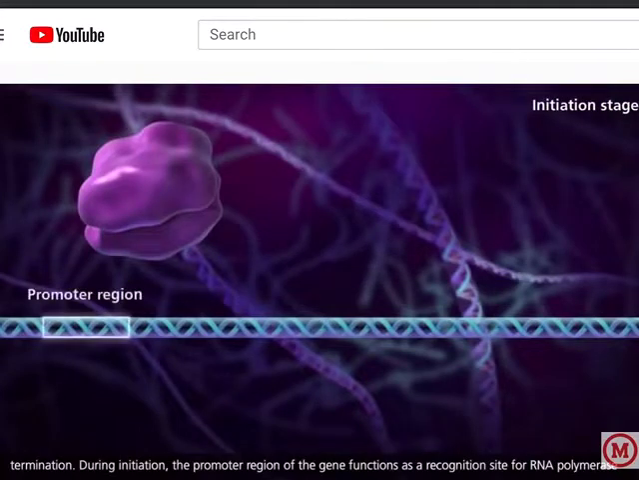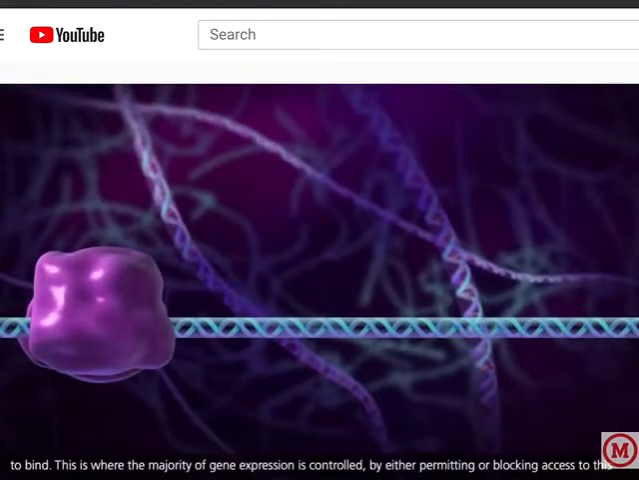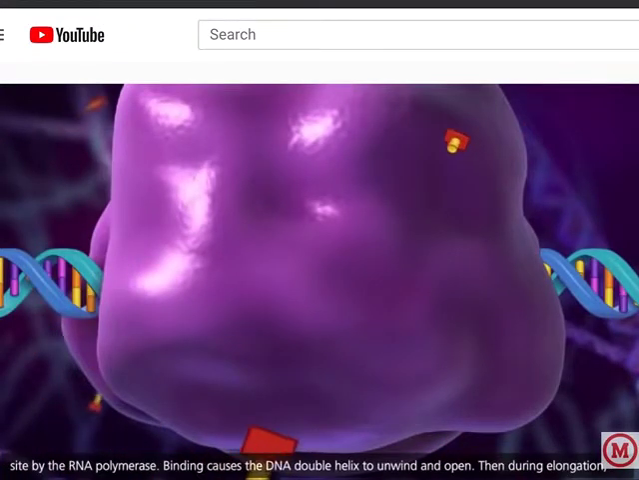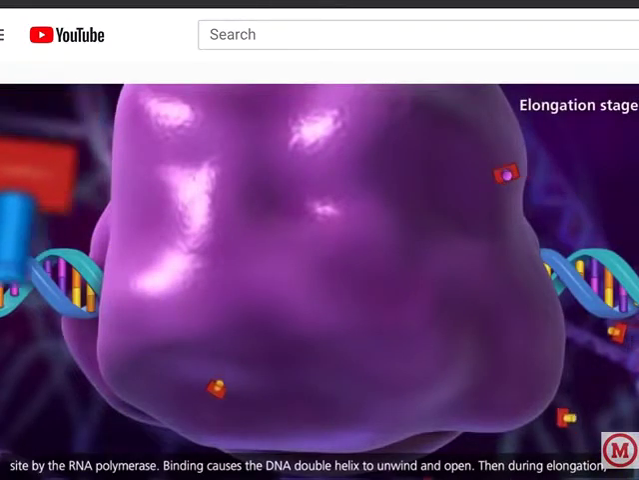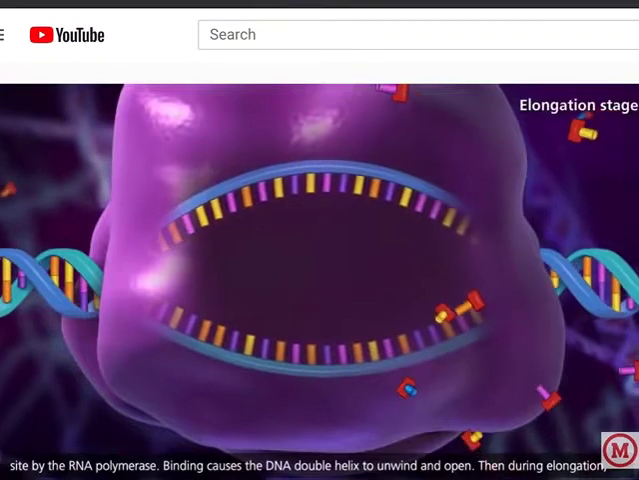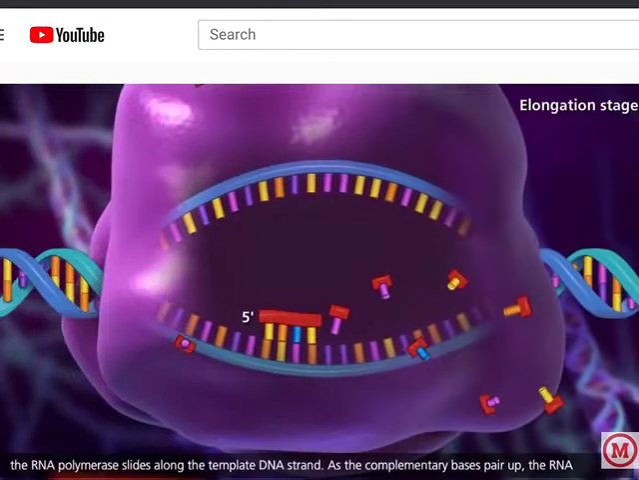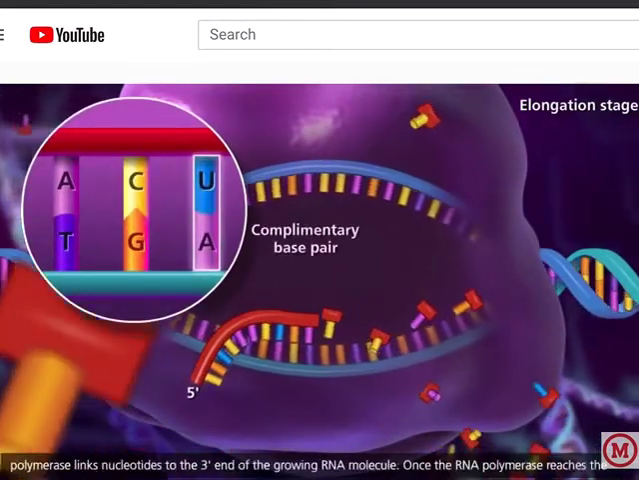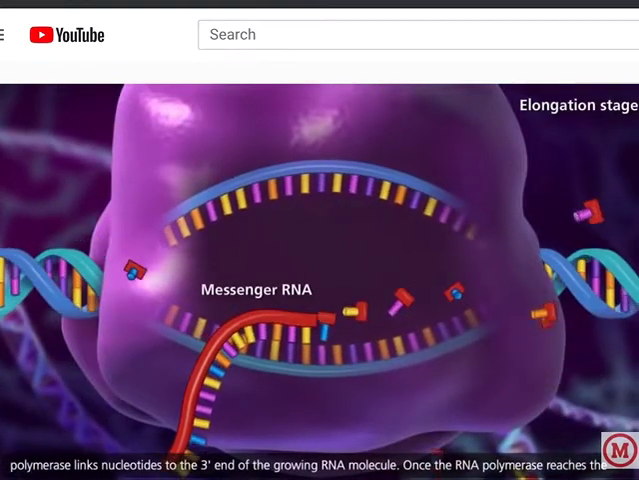During initiation, the promoter region of the gene functions as a recognition site for RNA polymerase to bind. This is where the majority of gene expression is controlled, by either permitting or blocking access to this site by the RNA polymerase. Binding causes the DNA double helix to unwind and open. Then during elongation, the RNA polymerase slides along the template DNA strand. As the complementary bases pair up, the RNA polymerase links nucleotides to the 3' end of the growing RNA molecule.